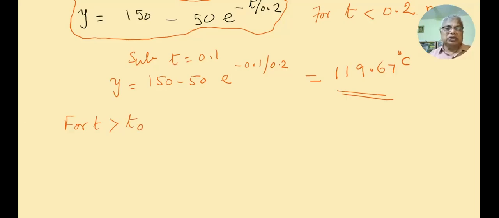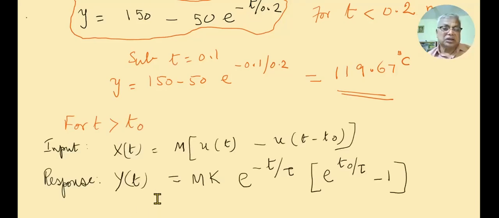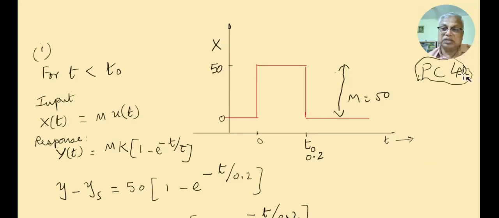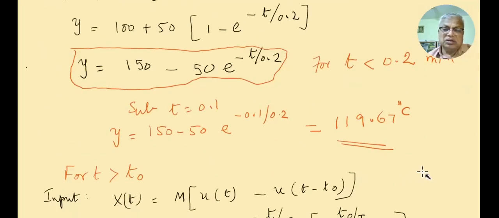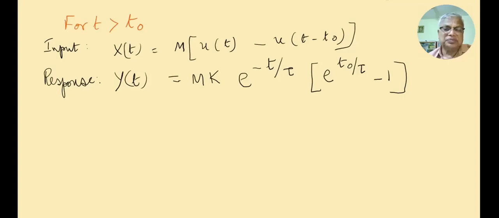So let me write first the input equation. For t greater than t naught, the input equation is this. And the response equation is this. This has been discussed in detail in my previous lecture, PC40. So if you simplify this, you can find the thermometer reading at any time t greater than t naught, that is, any time greater than 0.2 minute.